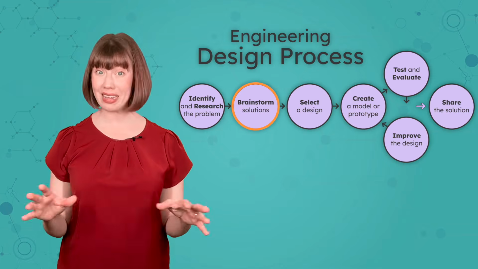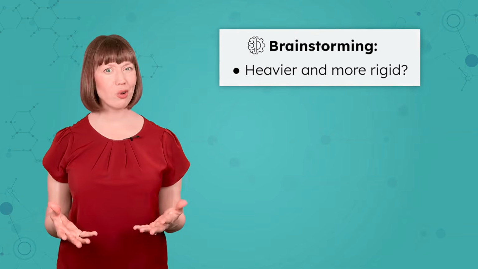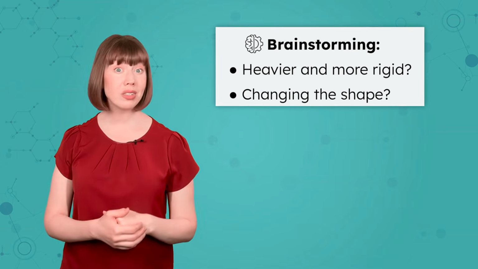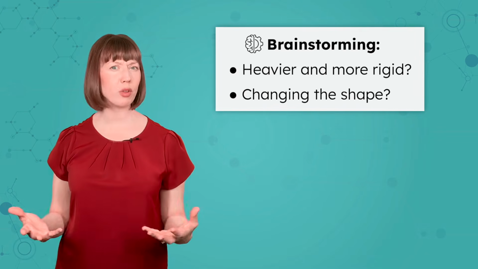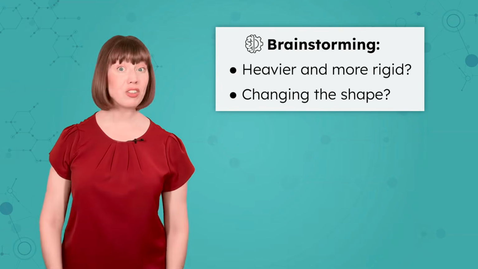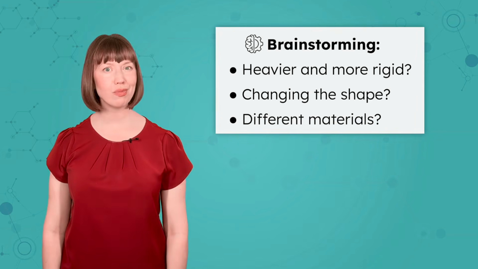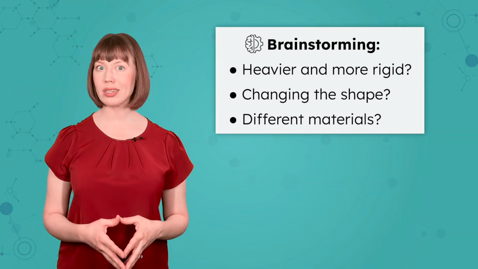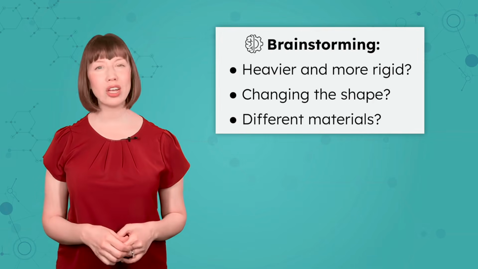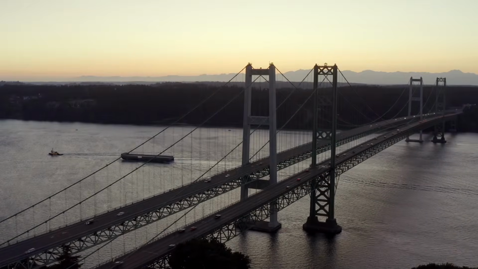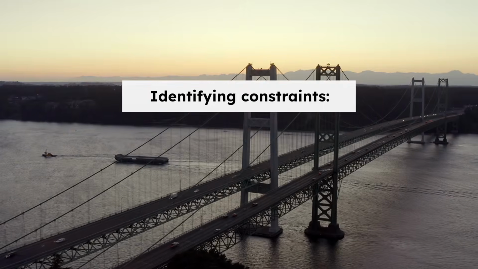They explored many. Some designs focused on making the bridge heavier and more rigid. Others suggested changing the shape of the bridge to allow wind to pass through more easily. Some engineers focused on the materials used. At this stage, no reasonable idea was immediately rejected. This step is all about generating possibilities. Another important part of this step was identifying constraints.